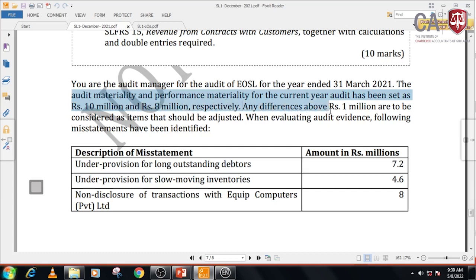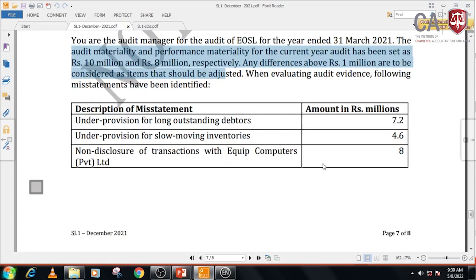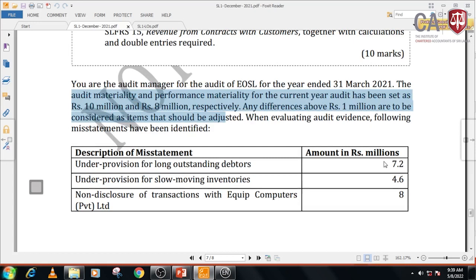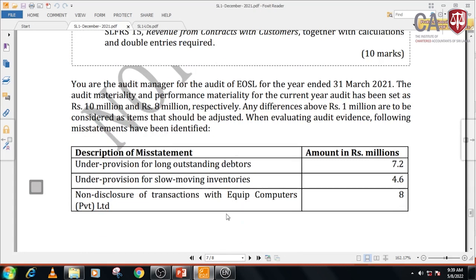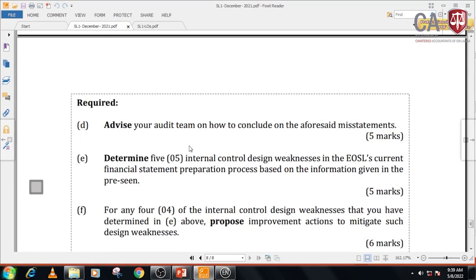Any differences above 1 million are to be considered as items that should be adjusted. So then what do you mean by below 1 million? Now you need to have some understanding about auditing standard number 320, materiality, OML, overall materiality level, PM, performance materiality level, and trivial, the meaning of trivial. I will have a discussion, we will cover that. And then they have identified this misstatement, and you can argue, okay, this is below 8 million, 7.8, 4.8, only 8 million is same. So how do we see the impact on the audit opinion? I mean this is a very easy topic for those students who have understood the concepts.